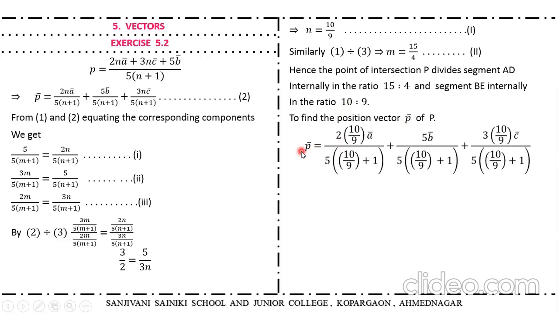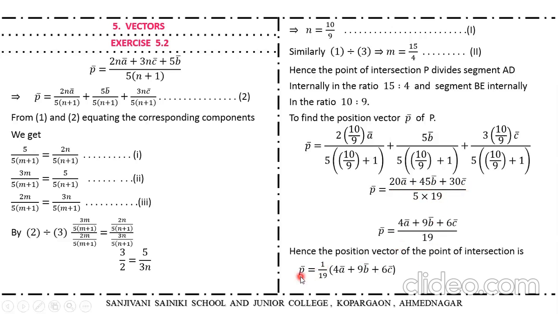So take from equation 1 or from equation 2. You take any P bar and put the values of either m or n in that equation. We get this. Simplifying, P bar is equal to 20 A bar plus 45 B bar plus 30 C bar upon 5 into 19. Further simplifying, we get the position vector of the point P to be 1 upon 19 times 4 A bar plus 9 B bar plus 6 C bar.